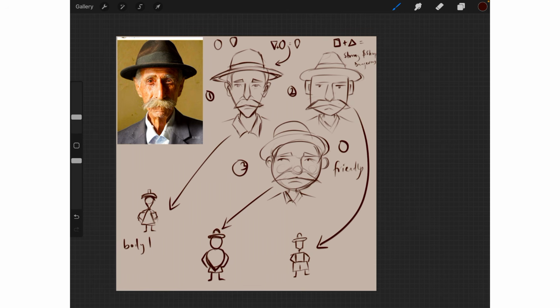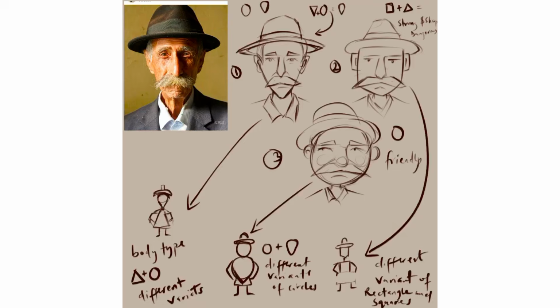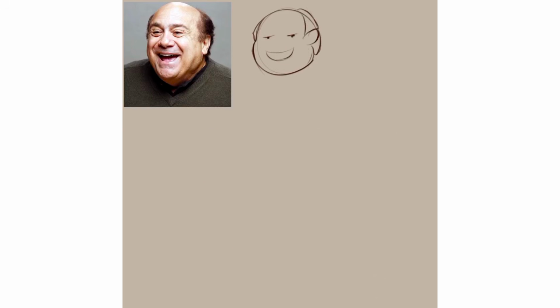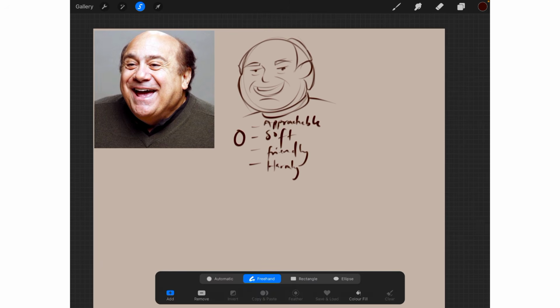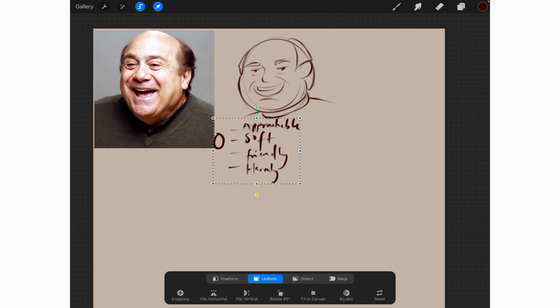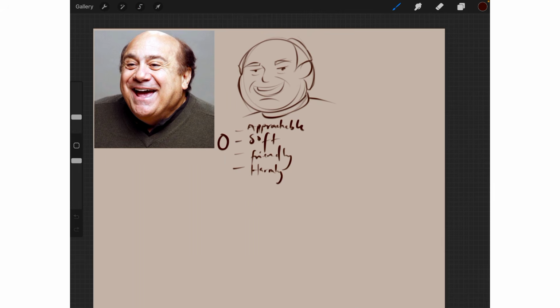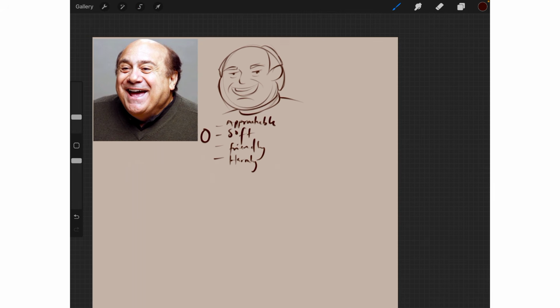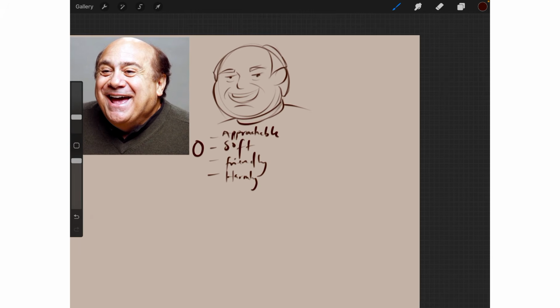So just do well to try out different combinations of shapes to depict different types of personalities. So let's look at the second reference. The second reference is a reference of a plus size model or a plus size person. Plus size characters are mostly a depiction of approachable, soft, friendly, and gentle.